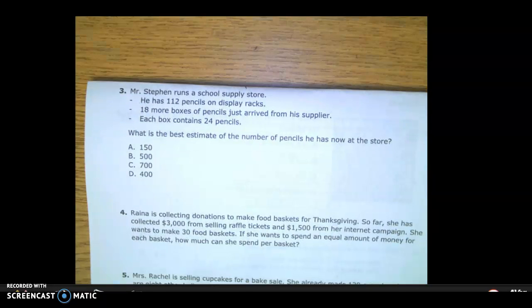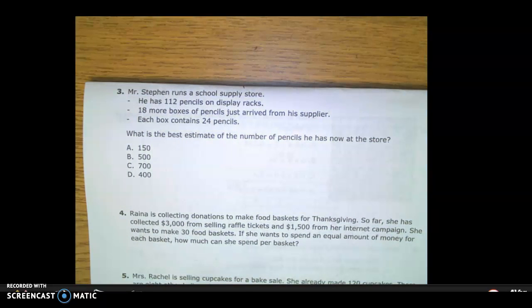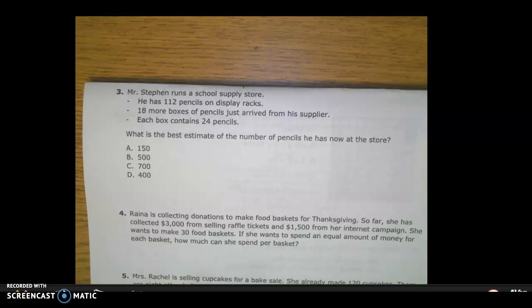Number 3. Mr. Steven runs a school supply store. He has 112 pencils on display racks. 18 more boxes of pencils just arrived from his supplier. Each box contains 24 pencils. What is the best estimate of the number of pencils he has now at the store?